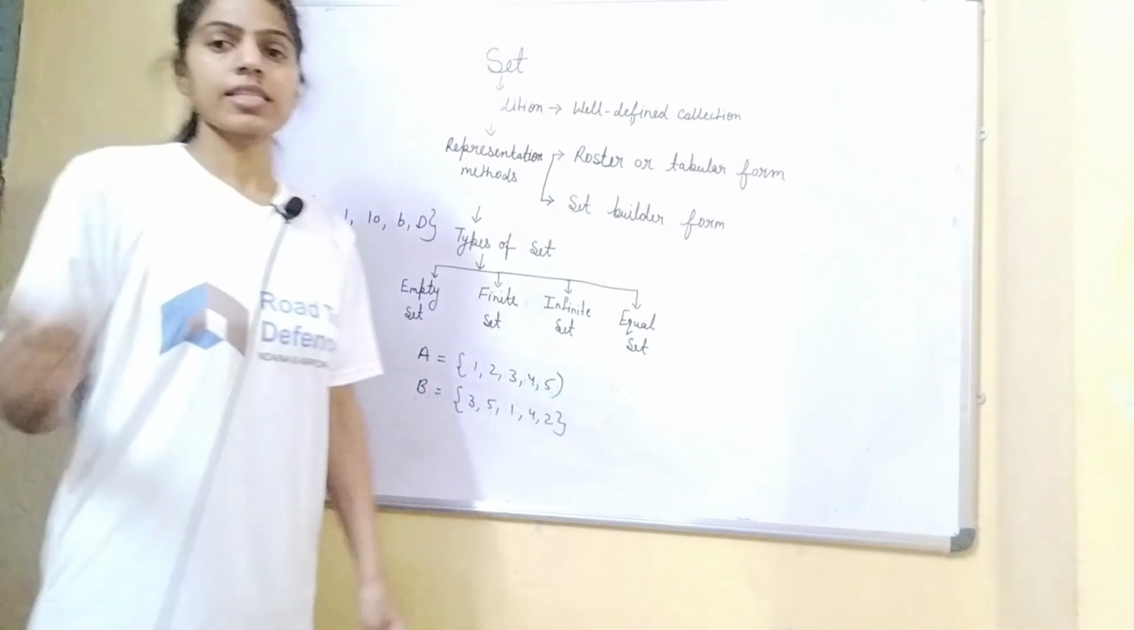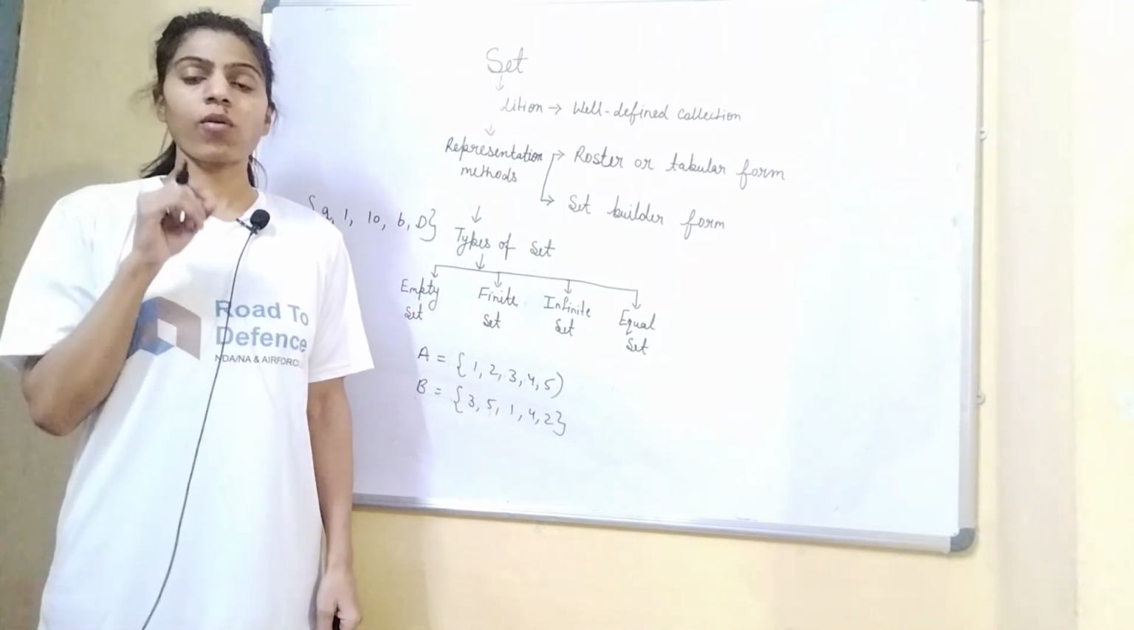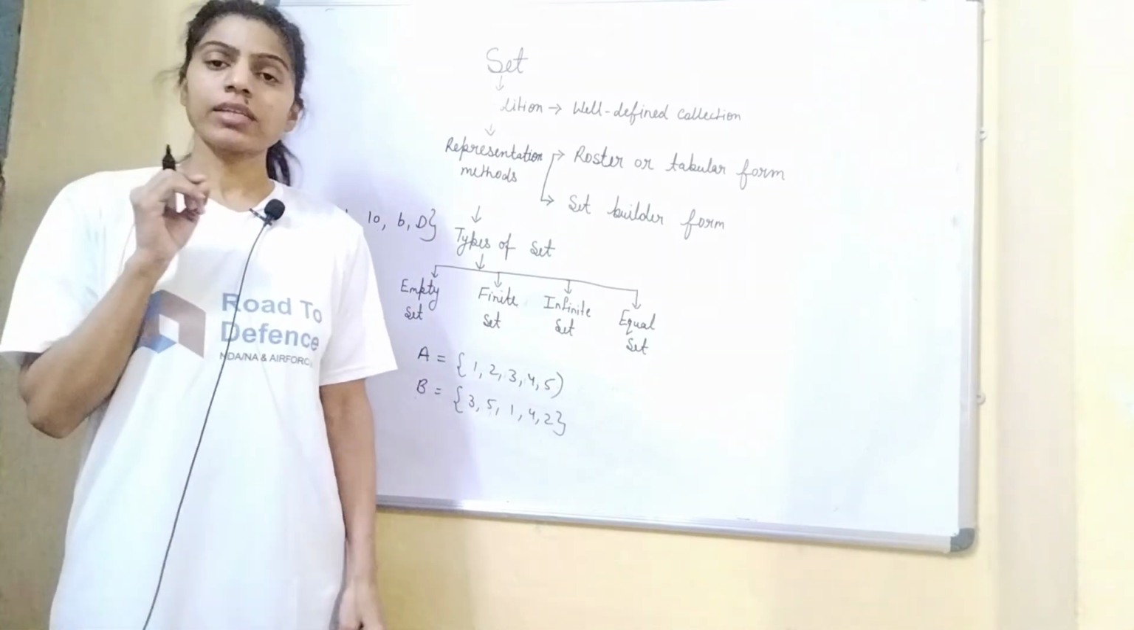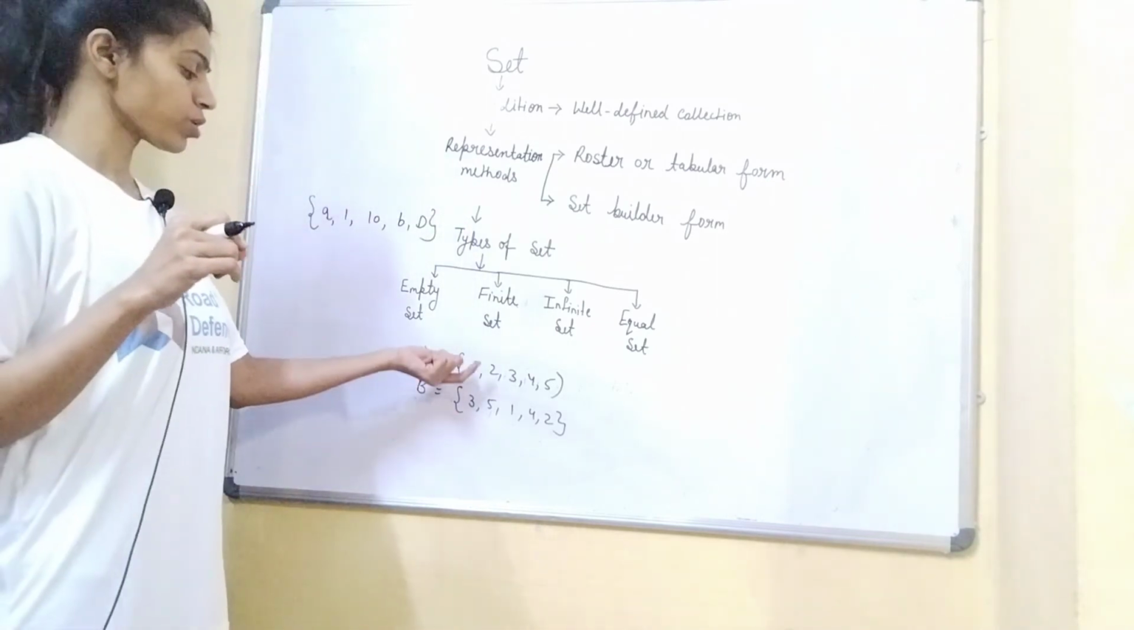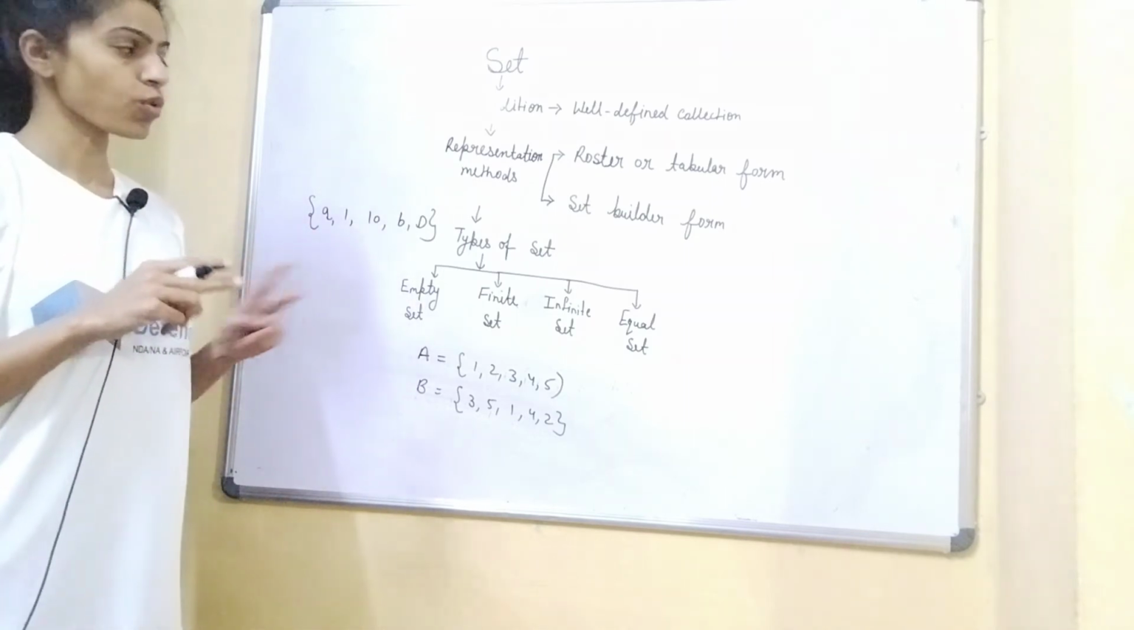Students, two sets are said to be equal sets if all the elements of set A are also elements of set B and all the elements of set B are also the elements of set A. Then only these two sets are said to be equal sets.